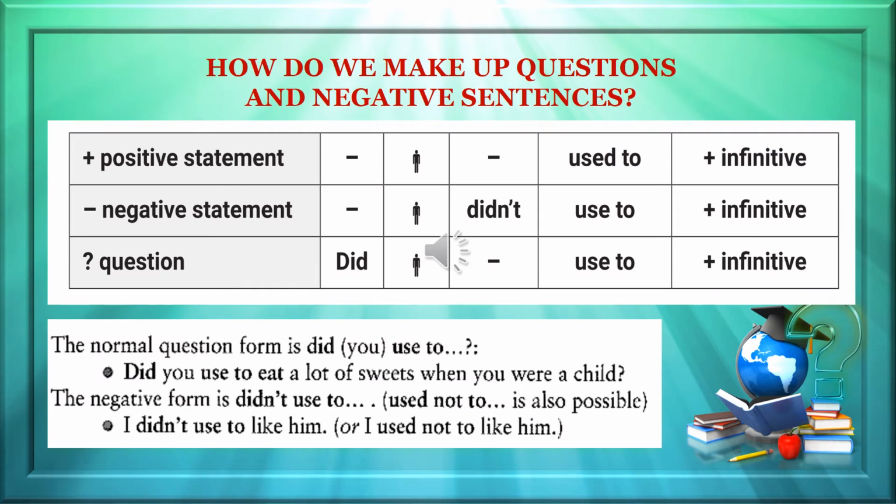As we're talking about the past habits, we use the auxiliary verb did to make up questions and negative statements. The rules are the same as in other past simple sentences. The normal question form is "Did anyone used to?" and the negative form is "Didn't used to?" Used not to is also possible.